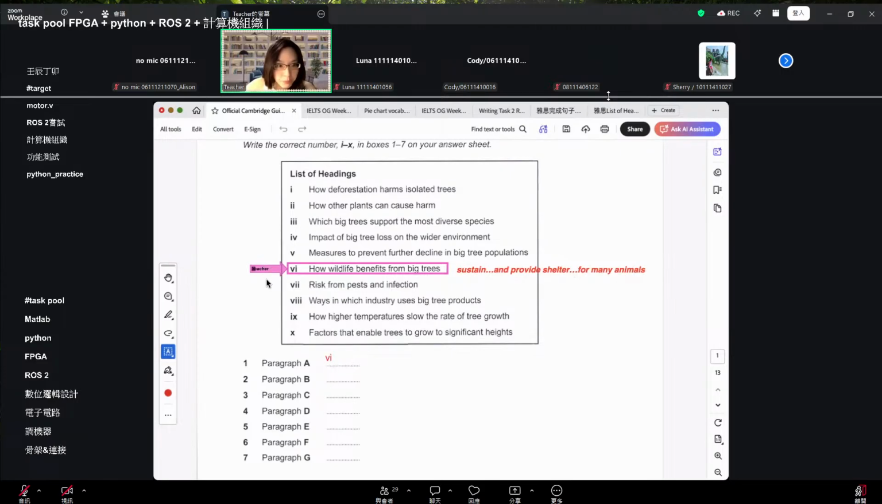Paragraph B. Paragraph B was to talk about how to grow into mighty tall trees. Those are risk from pests. Nah. Ways in which industry use blah. We never talk about any industry. How high temperature blah. Factors that enable trees to grow to significant heights.